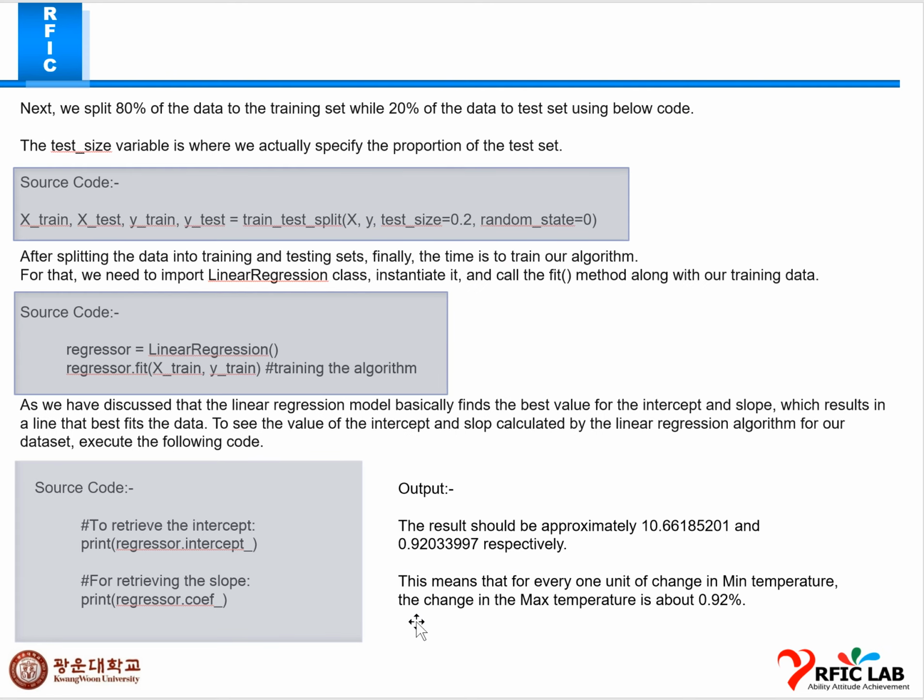So the next step is splitting this data into a training set and a test set, with 80% to 20% of the data set used. The test_size variable specifies the proportion of the test set. So with this line of code, X_train, X_test, y_train, y_test equal train_test_split with an 80-20 split, that is test_size equal to 0.2 and random_state equal to 0.